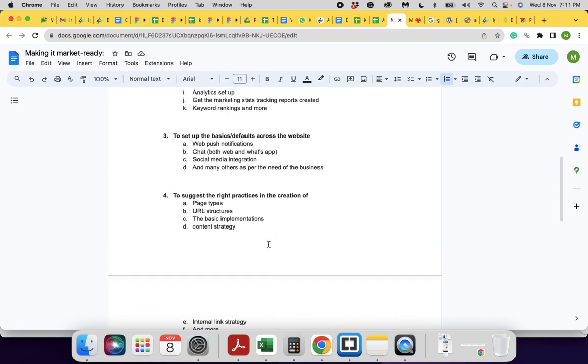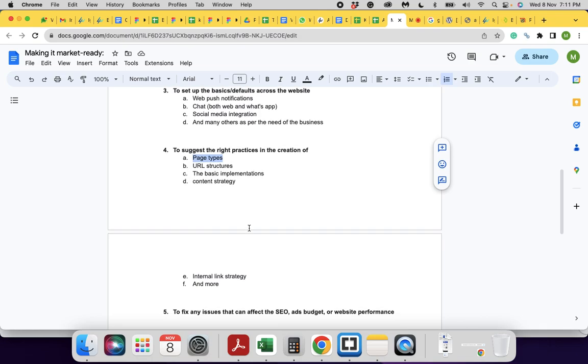So we discussed up to here, right? Okay, so we have discussed all the social media integration shortcuts to suggest the right practices in creation of the page types, URL structures, the basic implementations, content strategy.